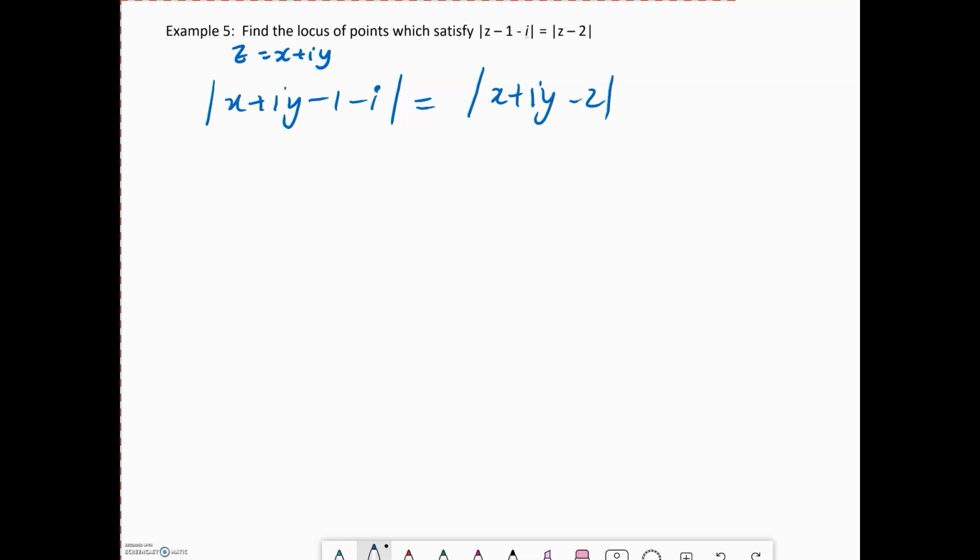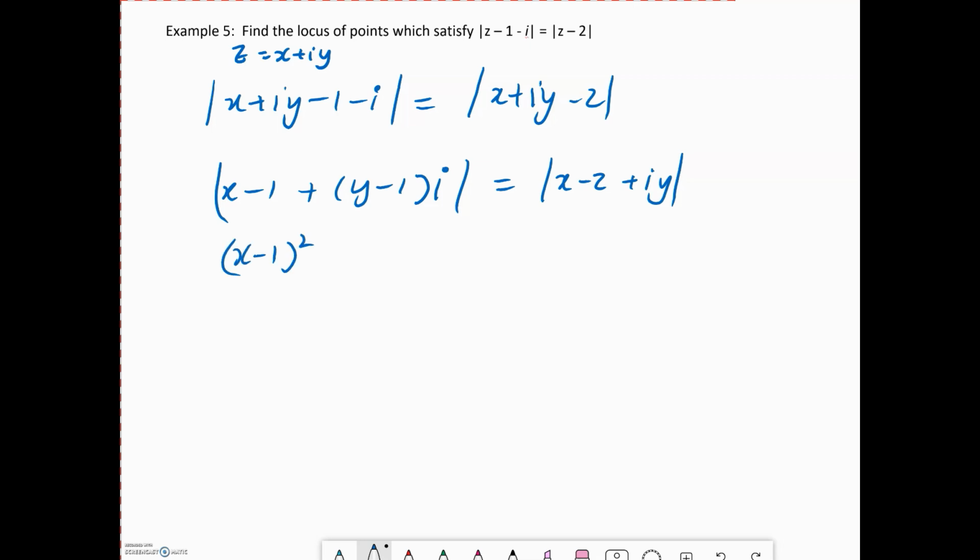So we know modulus is the distance from the origin to the complex number. First, let's write it out in simpler terms on the left-hand side. So that's x minus 1, that's our real part. I'm going to take out the common factor of i, so I've got (y minus 1)i. And then on the right-hand side, it's going to be x minus 2 plus iy. So the modulus of the left-hand side is going to be the square root of (x minus 1) whole squared plus (y minus 1) whole squared. And on the right-hand side, it will be the square root of (x minus 2) whole squared plus y squared.